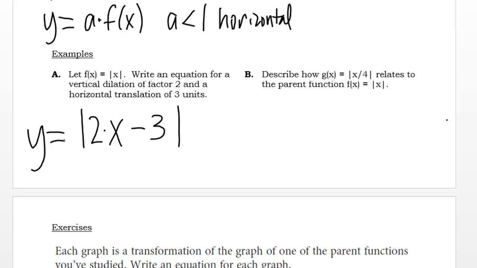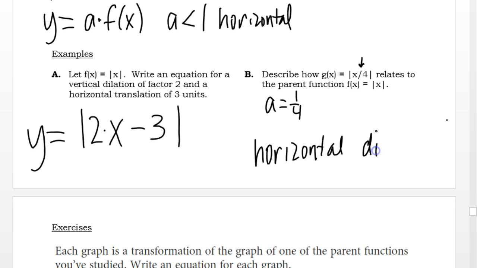And then the last example here: describe how g of x, the absolute value of x over 4, relates to the parent function f of x, the absolute value of x. So this right here is actually a is 1/4. When you divide by 4, it's the same as multiplying by a fourth. So this will be a horizontal dilation of factor 4.